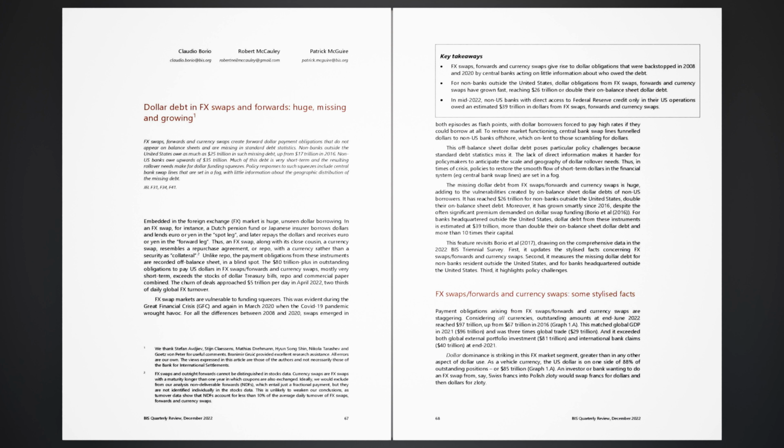FX swaps, forwards and currency swaps: some stylized facts. Payment obligations arising from FX swaps, forwards and currency swaps are staggering. Considering all currencies, outstanding amounts at end June 2022 reached $97 trillion, up from $67 trillion in 2016, Graph 1a. This matched global GDP in 2021, $96 trillion, and was 3 times global trade, $29 trillion. And it exceeded both global external portfolio investment, $81 trillion, and international bank claims, $40 trillion, at end 2021.